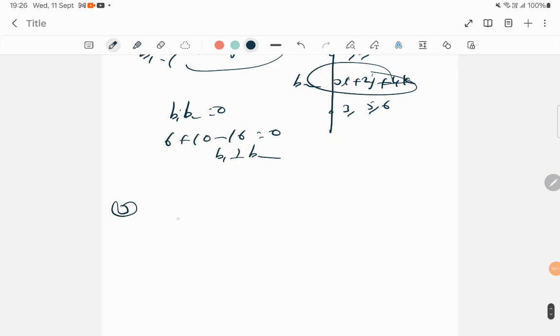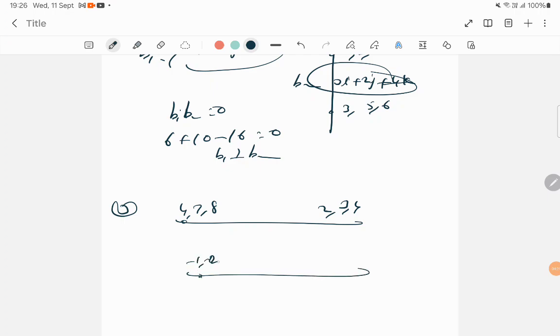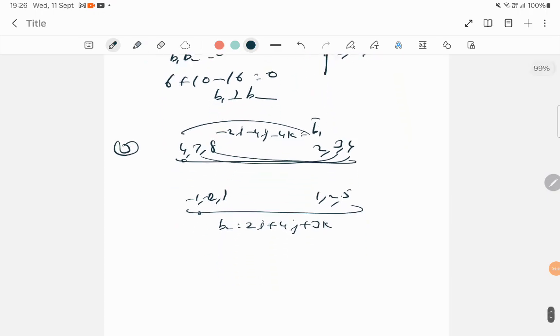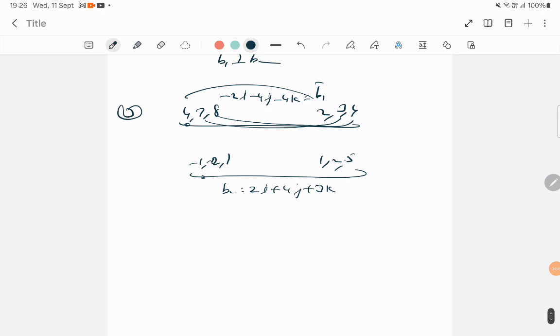Third sum. Show that the line through the points 4, 7, 8 and 2, 3, 4 is parallel to the line passing through minus 1, minus 2, 1 and 1, 2, 5. As I said, you only need the direction. What is this direction? It's 2 minus 4, which is minus 2i, 3 minus 7, which is minus 4j, and minus 4k. Let's call it b1 vector. What is b2 vector? 1 minus of minus 1, 2i, plus 4j, plus 4k. Now they are parallel.